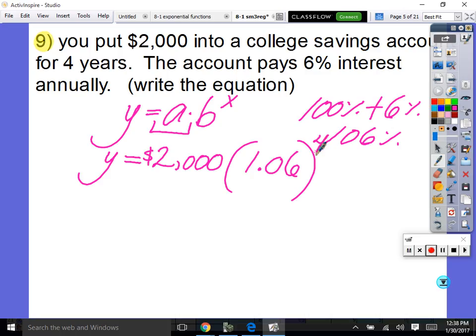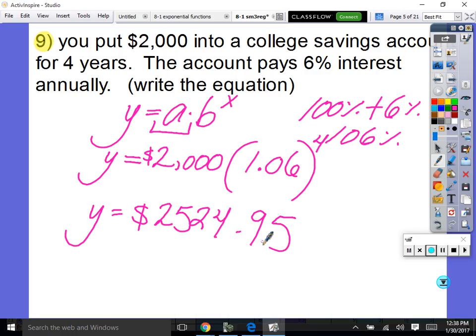Okay, good. So when we type that into our calculator, and I do want you all to quickly type it in, you should get, after 4 years for your college savings account, you're going to have $2,524.95. So we went from 2,000 to adding $524.95, and that's just sitting in an account.